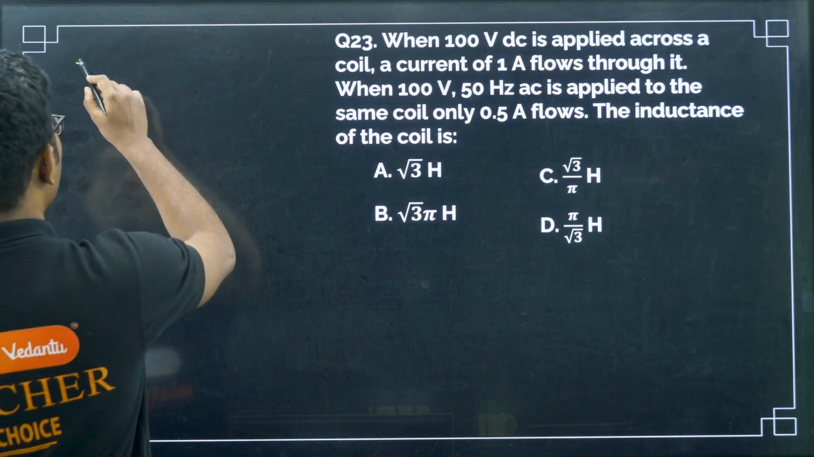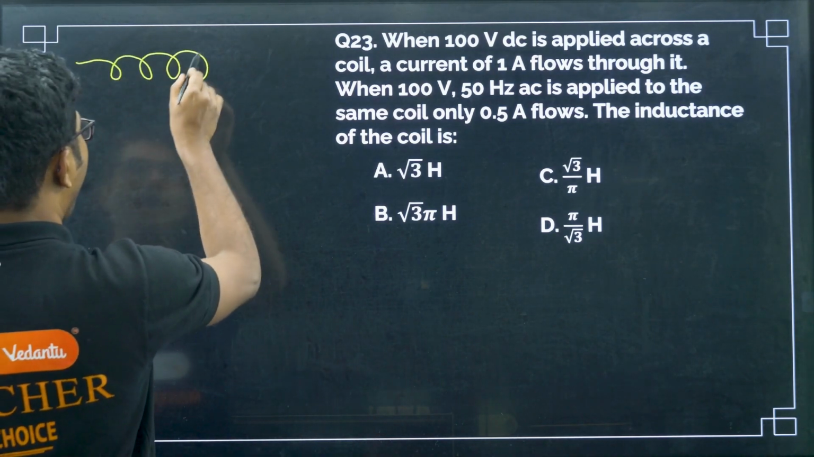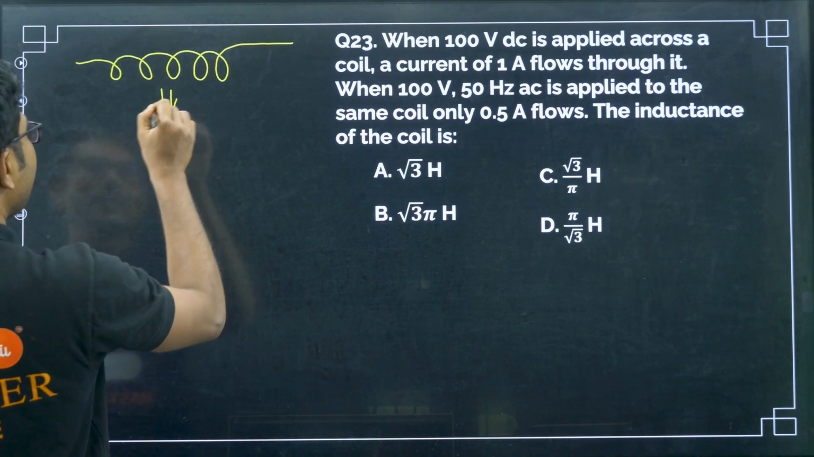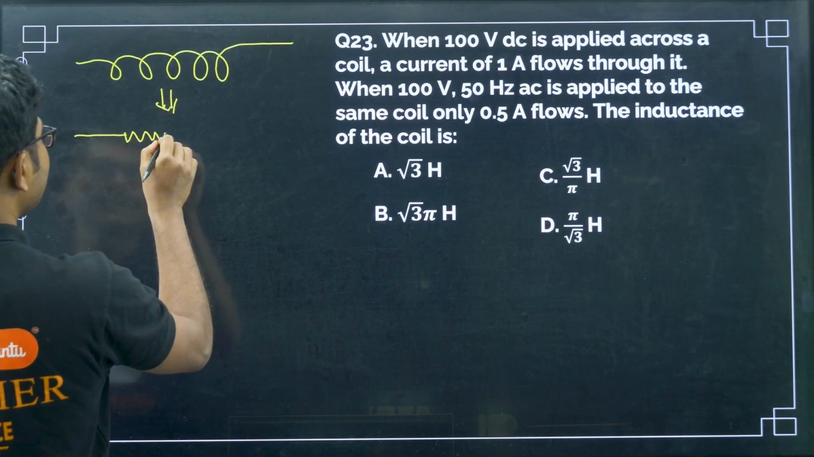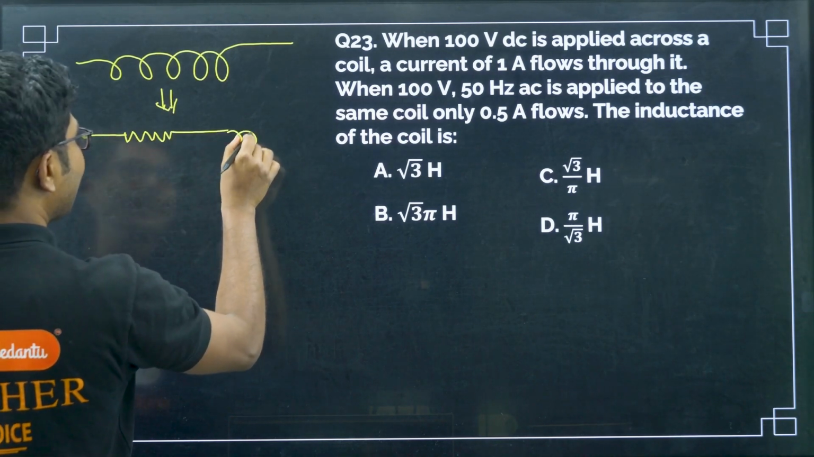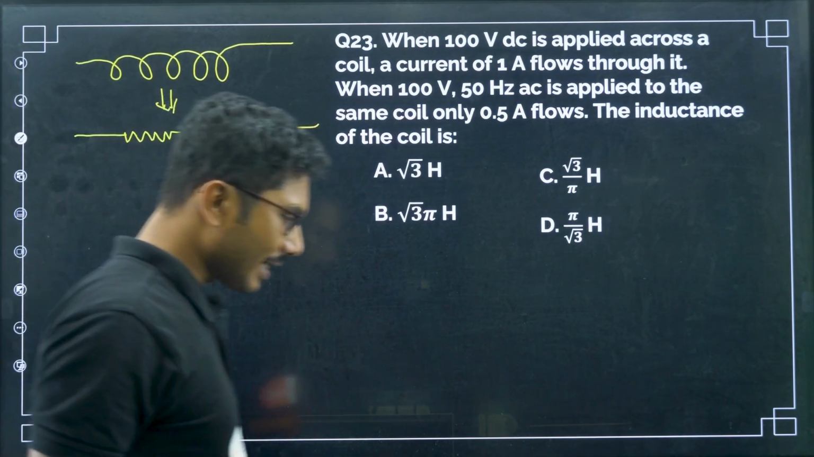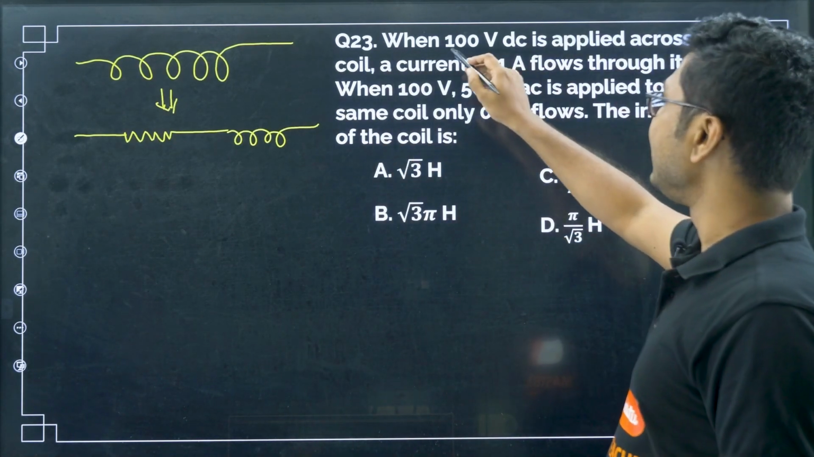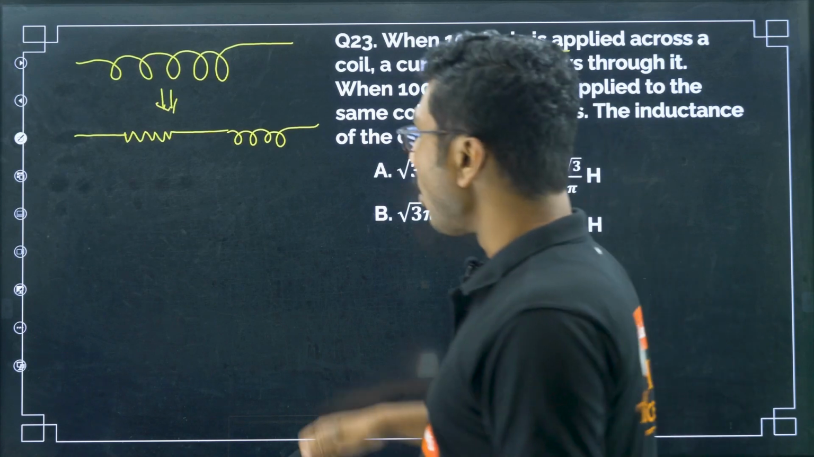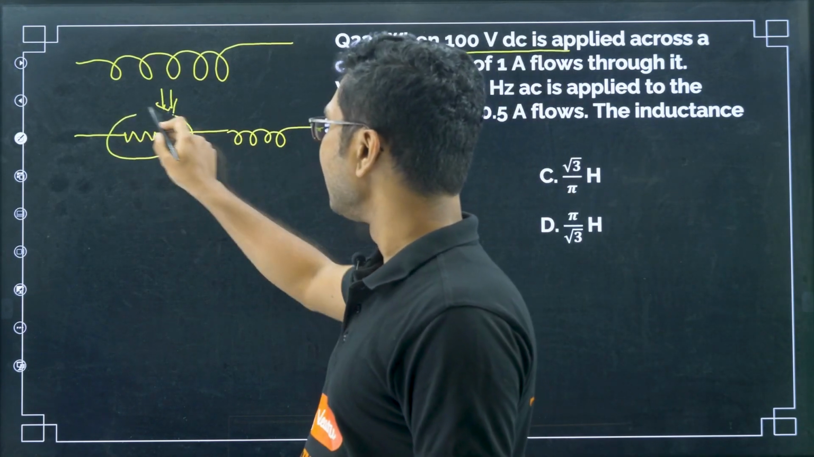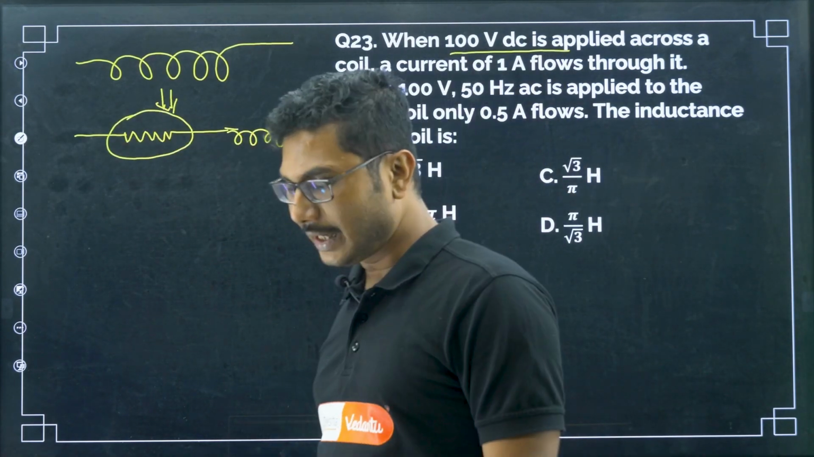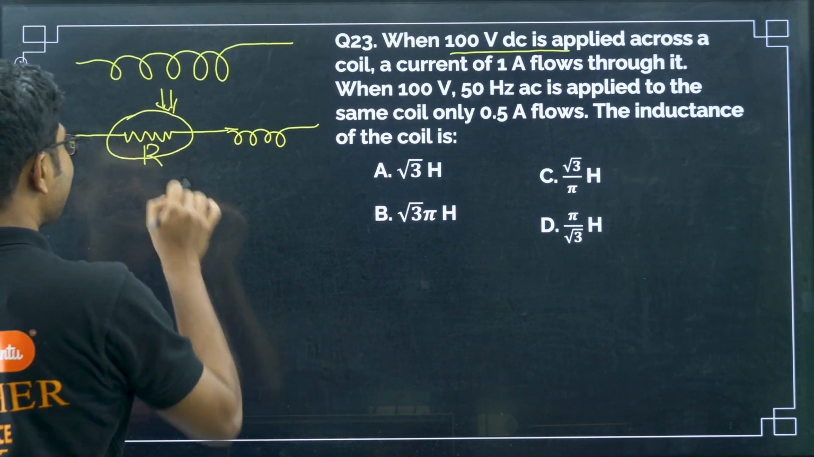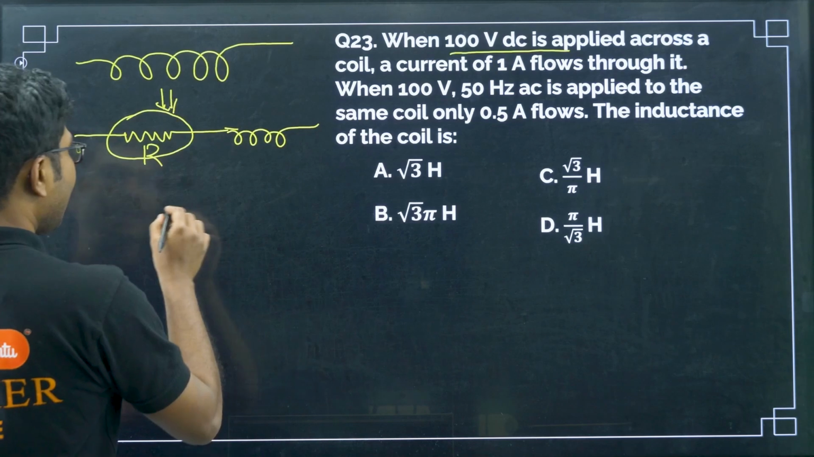So, first we have a coil. This coil can be represented in two parts: one resistance and one inductance. The coil will have an inductance as well as a resistance. Now, when you are sending the 100 volt DC current, only the resistance is acting. For DC current, there is no inductance effect, it is 0. So, for DC current we can calculate the resistance of the coil.